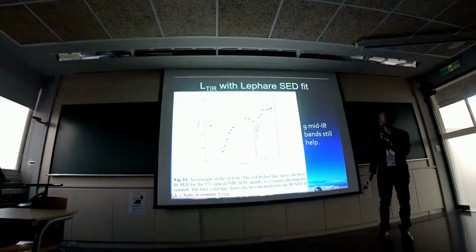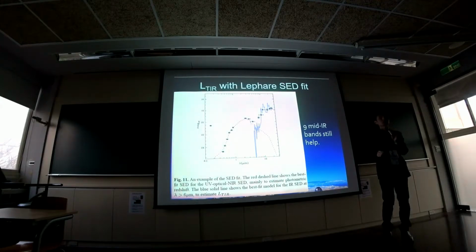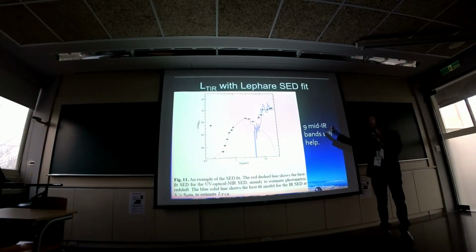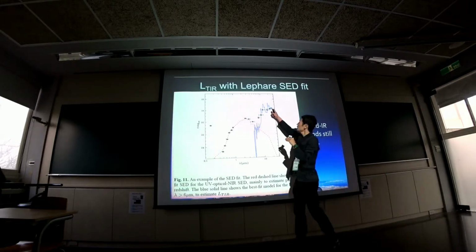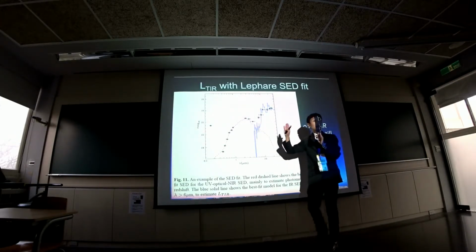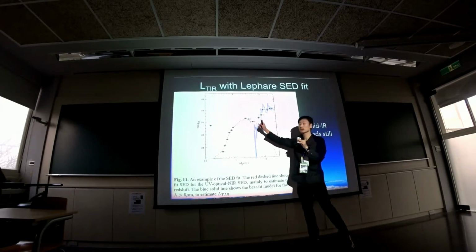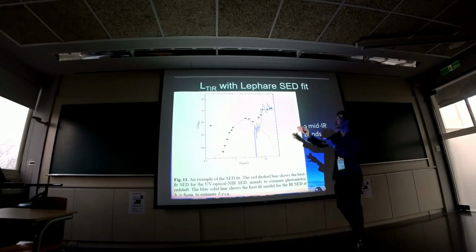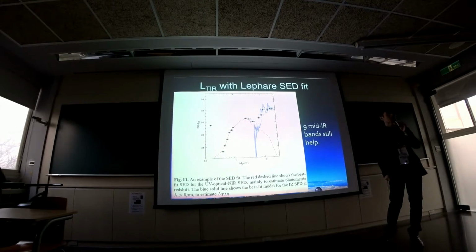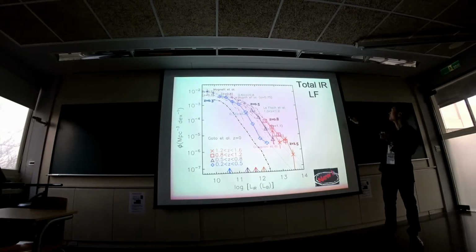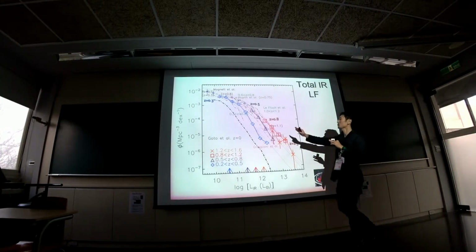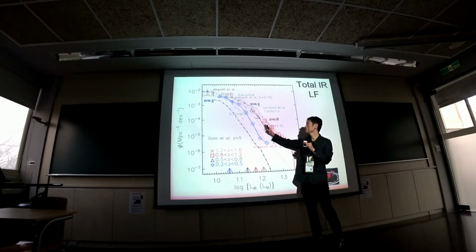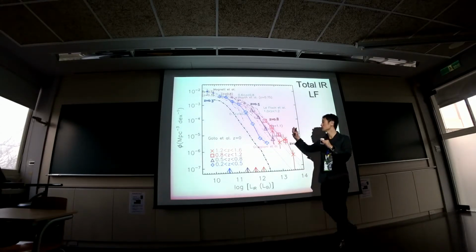For the total infrared luminosity function, we still need to do the SED fitting because we don't have the longer wavelengths all the way. But having 9 data points around here still helps. In Spitzer or WISE, you only have 4 data points, but we have 9 here, so we can do it more accurately. This is the result for the total infrared luminosity function. Again, you see a nice, smooth luminosity evolution towards higher redshift.